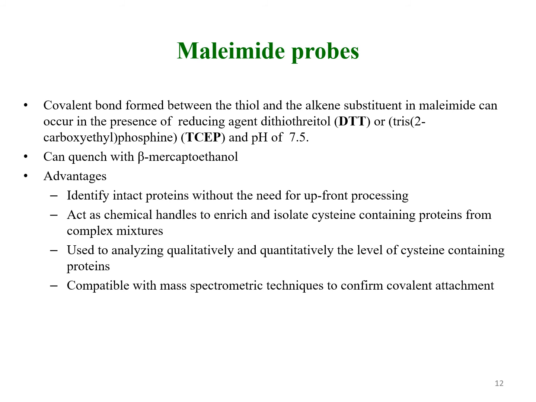Maleimide probes have covalent bonds formed between the thiol and the alkene substituent in maleimide. To stop the synthesis of our probe, we will be using beta-mercaptoethanol.